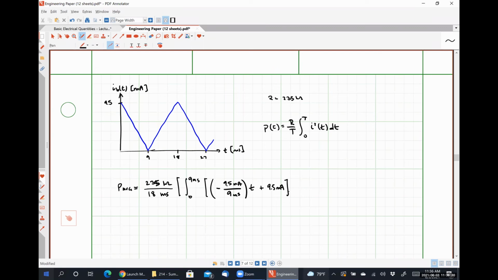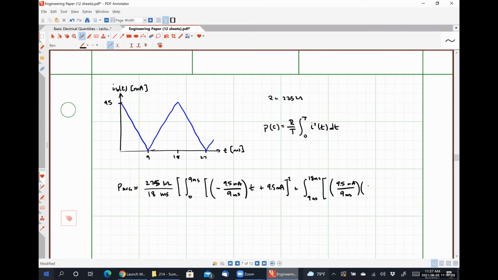All right. And then we square this guy. And then we're going to have an integral from 9 milliseconds to 18 milliseconds. And we need to do effectively the exact same thing. So our slope in this case is going to be positive 9.5 milliamps divided by 9 milliseconds.